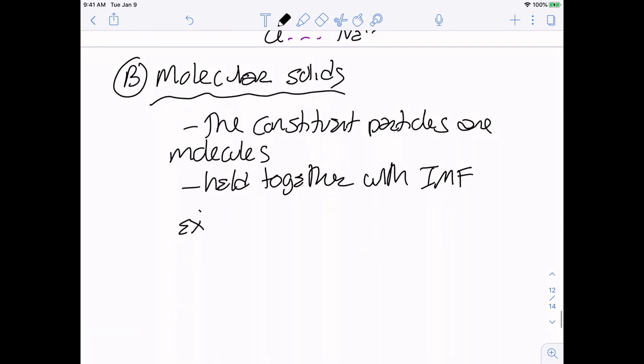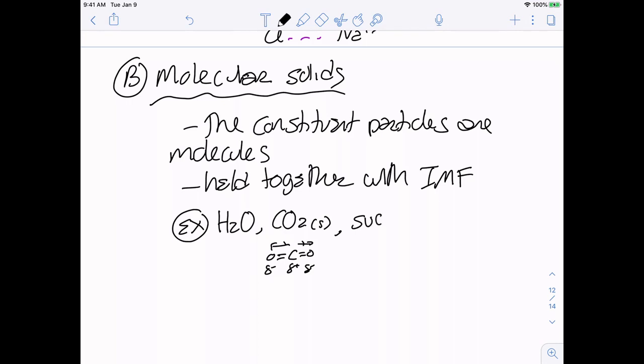Any sort of molecule, we could use water as an example, that would be a polar molecular solid. We could do dry ice, CO2 solid. It's non-polar. If you draw it out, it's linear. So my bond dipoles actually cancel each other out, and it's a non-polar molecule. So that would be a non-polar molecular solid. We could do sucrose, table sugar. Any sort of molecule would be held together in its solid form with intermolecular forces, also in its liquid form.